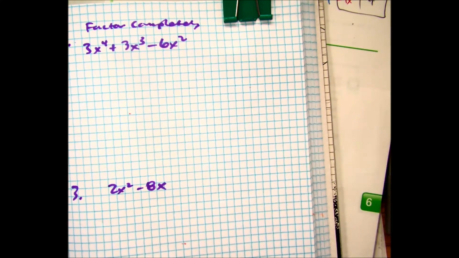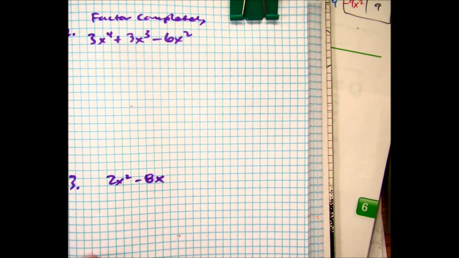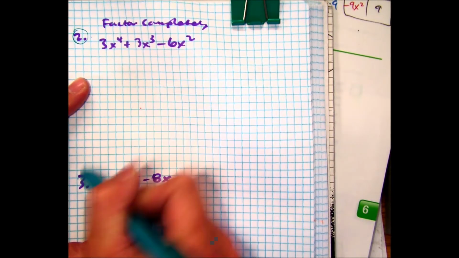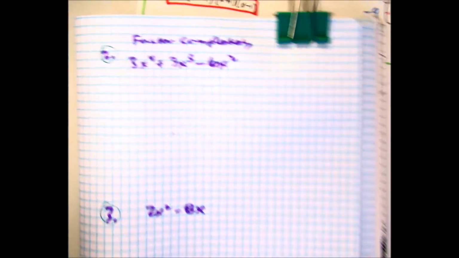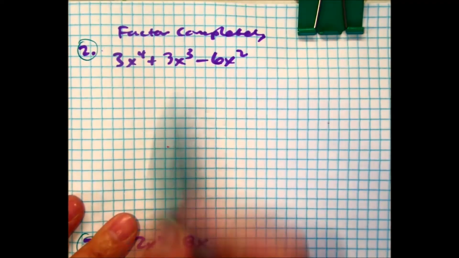It tells you to factor completely, and then you should kind of recognize what's going on. You have a flow chart to help you. So question number 2 here. Let's count the number of terms. Ready, set, go.